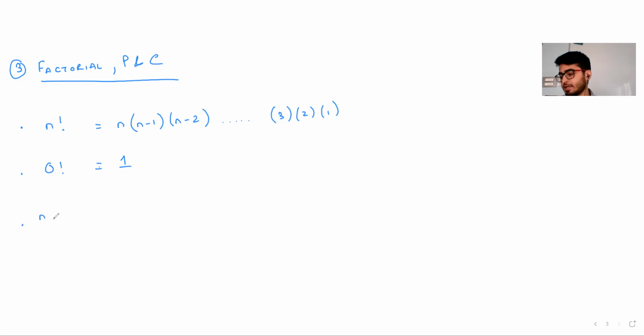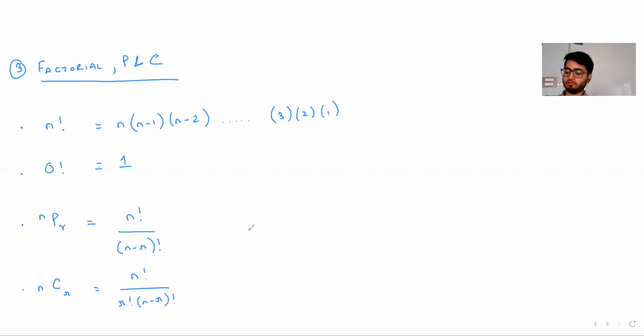Next, what we have is nPr. P is nothing but standing for permutation. So nPr is nothing but n factorial divided by n minus r factorial. This is nPr, and next what we have is nCr. This is nothing but n factorial divided by r factorial into n minus r factorial.